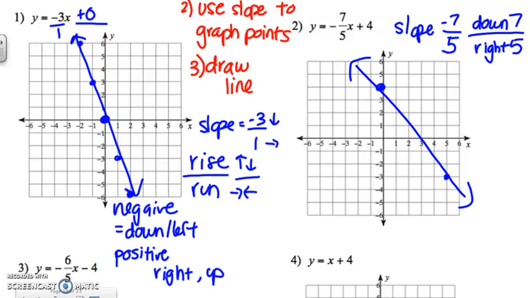Make sure to put your arrows. And then that graph makes sense because the line was going down and my slope was a negative number. Same thing over here, my line's going down and my slope was negative.